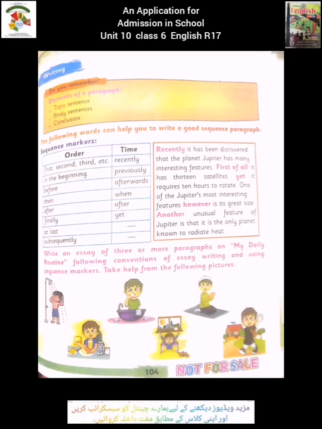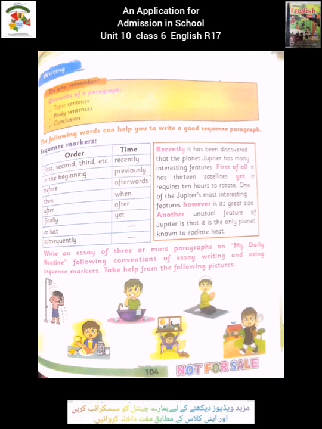Whenever you write a paragraph, you need to write it with certain sequence markers. Sequence markers sometimes show us the order of events, and they also show us the time in which the events take place. These are words that usually show us what happened when, and what else happened after that. These words give us the sequence we want in our conversation, or whenever we write a paragraph or essay.